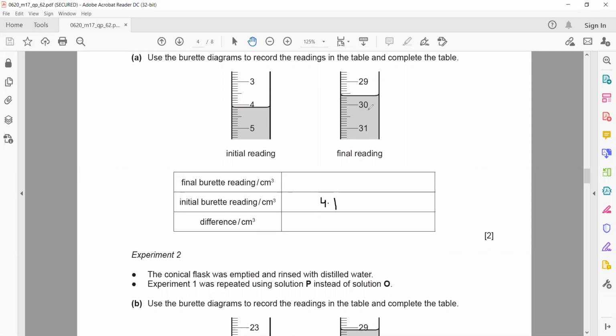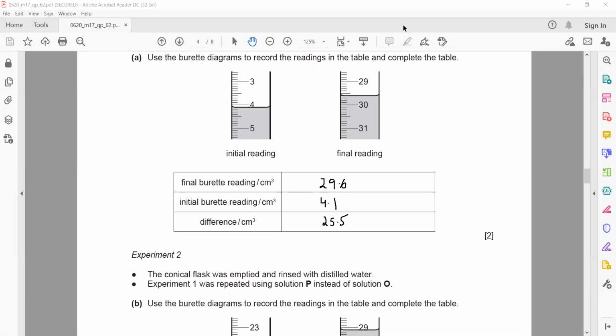What is the difference? 29.6 and 4.1. What is the difference? So 25.5. Then the conical flask was emptied, rinsed with distilled water, and experiment 1 was repeated using P instead of O. So we did the same experiment, but this time with P. For O, this was 29.6, this was 4.1, and we were getting 25.5.